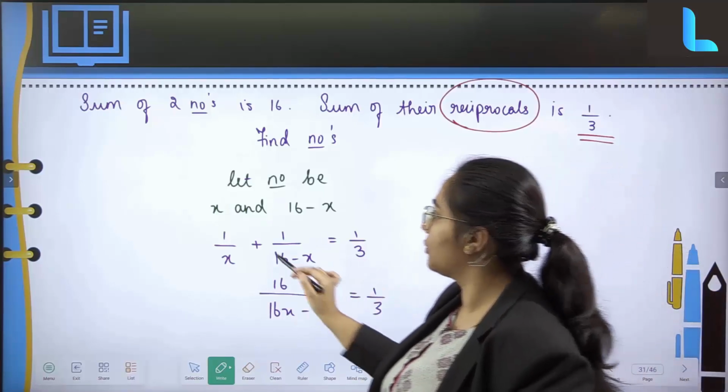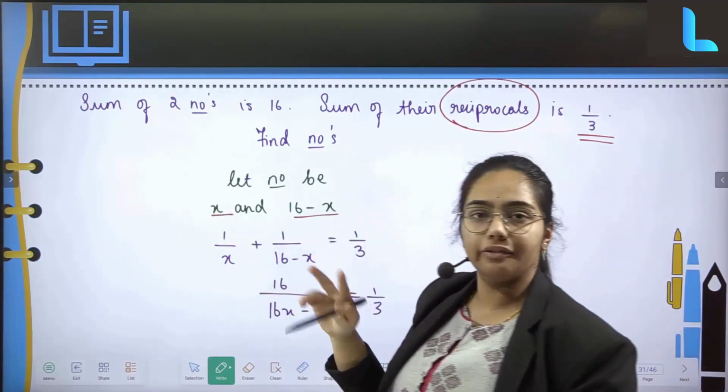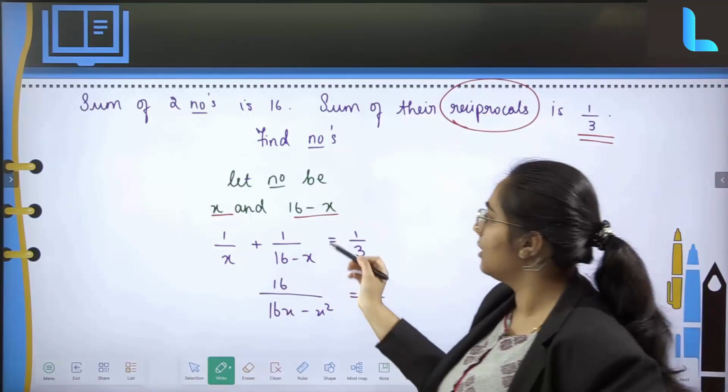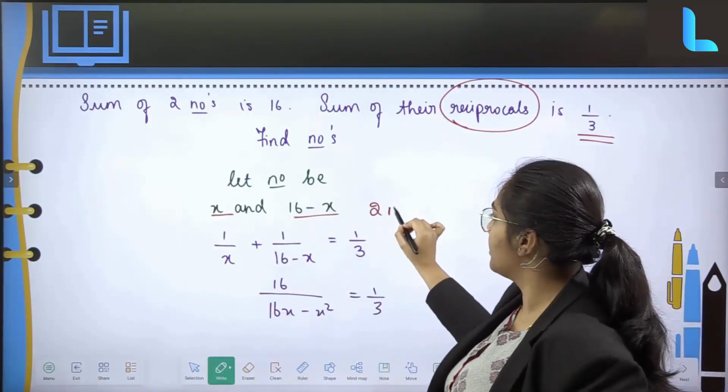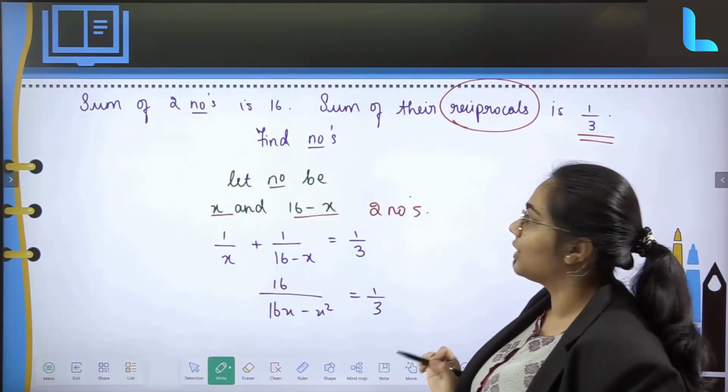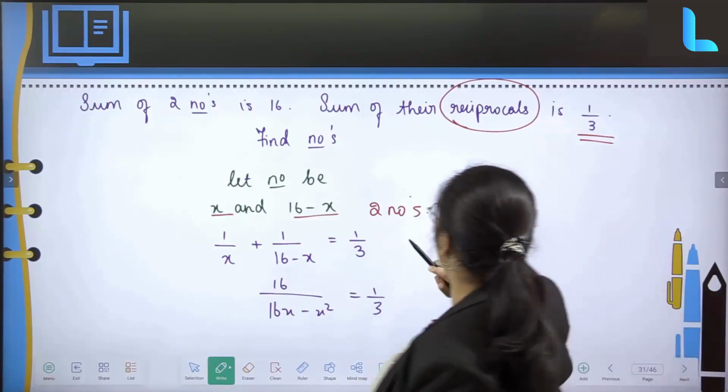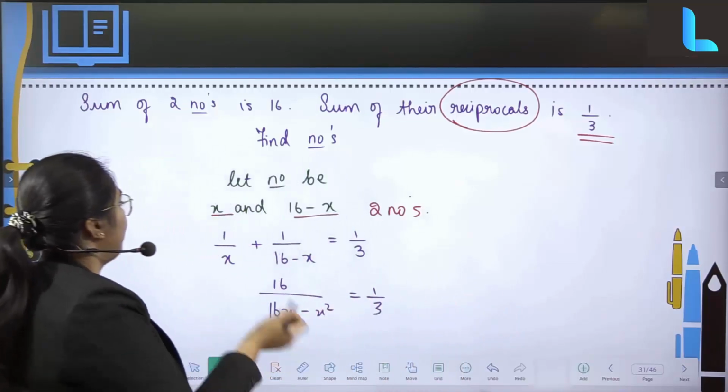You have to consider two numbers. You know already, if it is two numbers and the sum is given, then 16 minus x and x are going to be my two numbers. Right. So now what is the relation they have given? Sum of the reciprocals. Of which reciprocal?